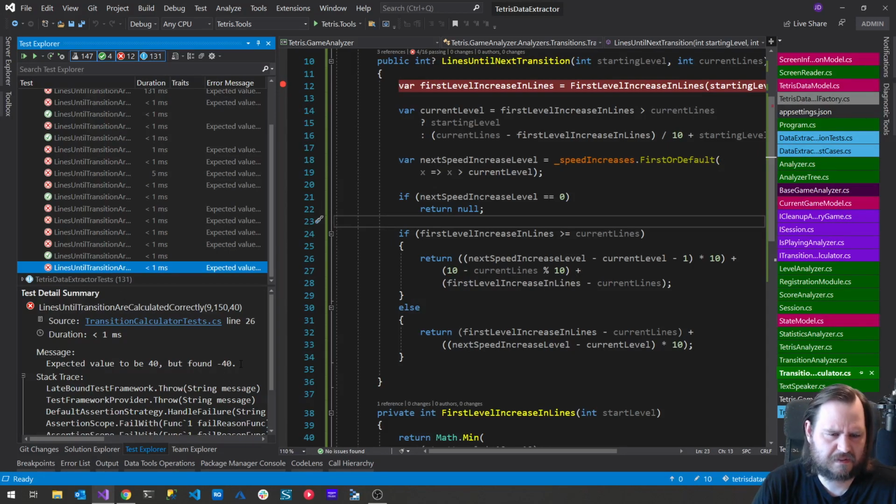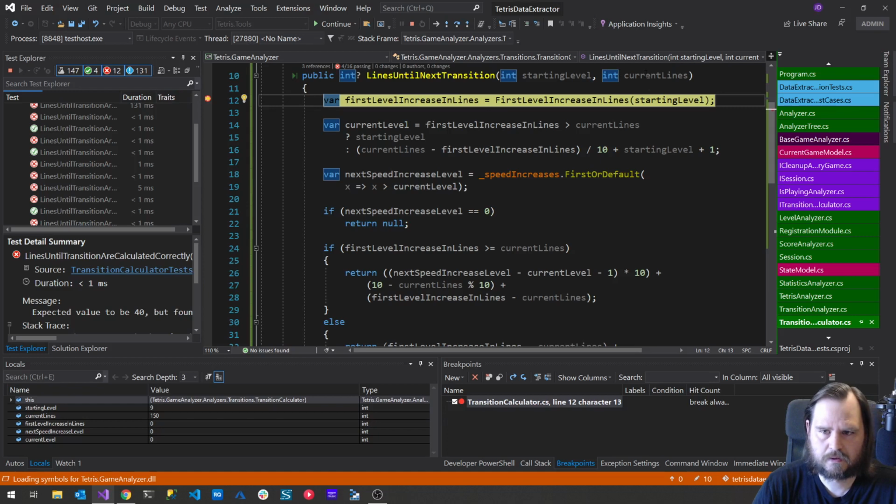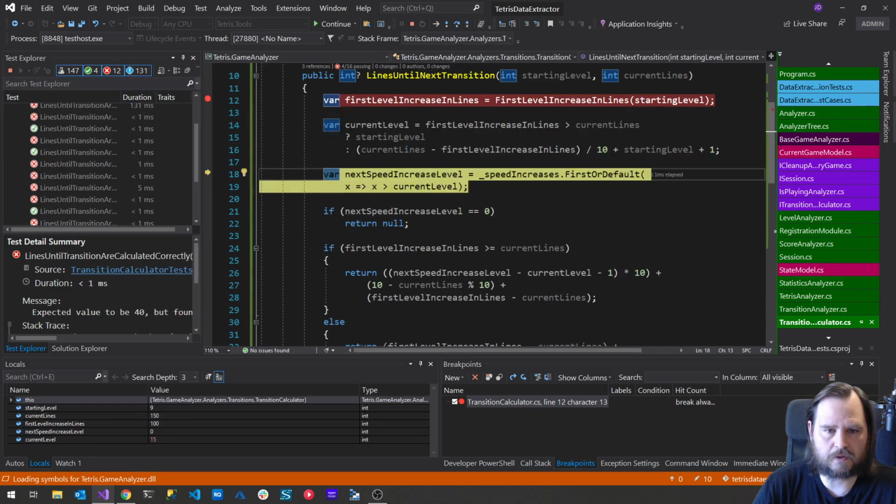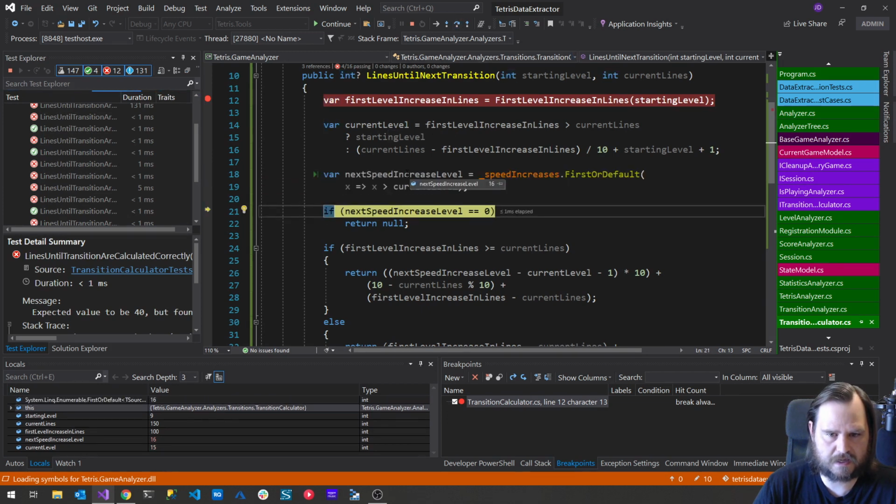Ugh, but found minus 40. What is... Here we're starting on level 9, and we have 150 lines. So our first level increase is going to happen at 100 lines. Our current level, though, is 15. So the next speed increase is going to happen at level 16.